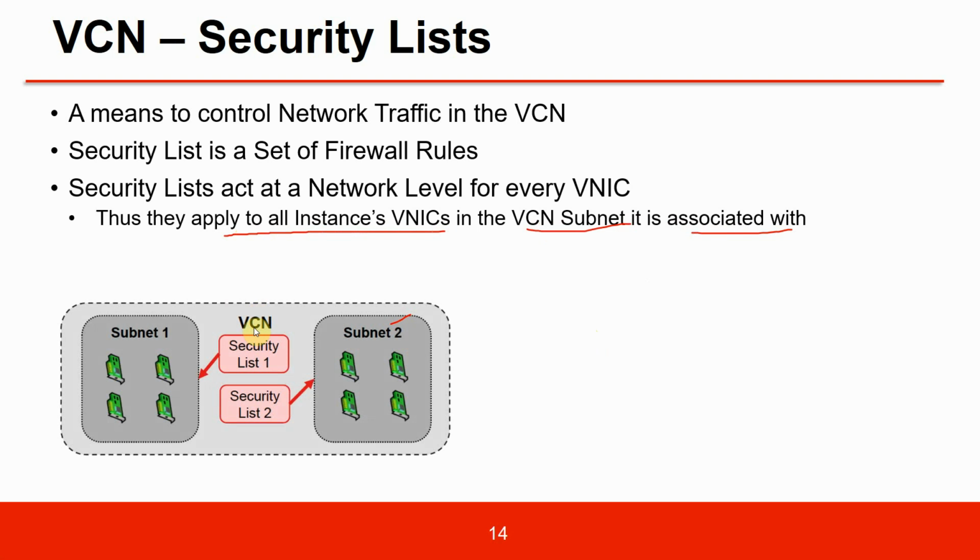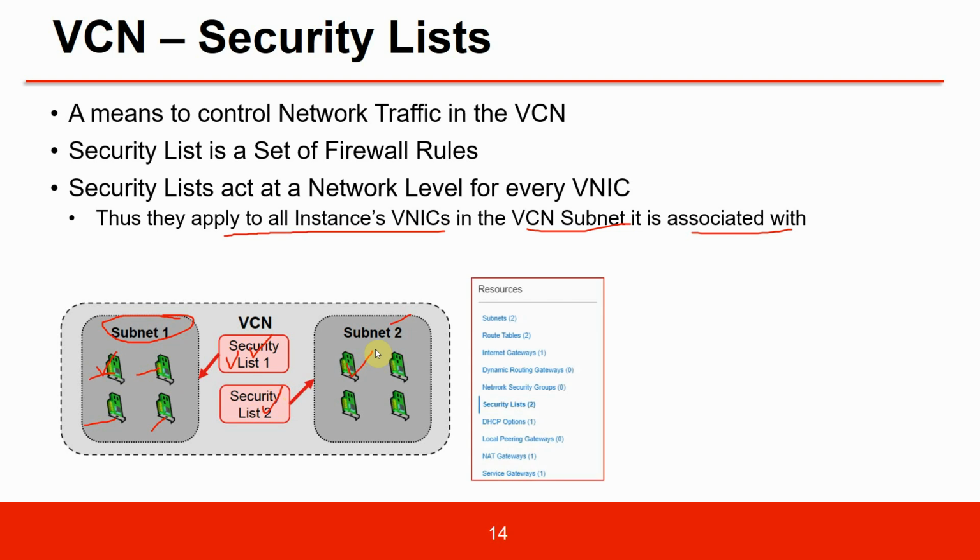So this means if I create a security list, it will be attached to the subnet, and hence all the instances, or in other words the VNICs. Whatever rule we specify in the security list will apply to all the instances or all the VNICs of that subnet. Similarly, security list 2 will apply to all the VNICs or instances of subnet 2. And we create the security list.